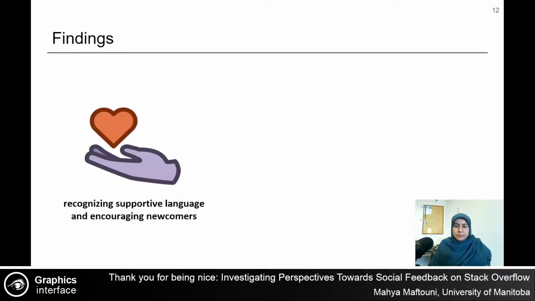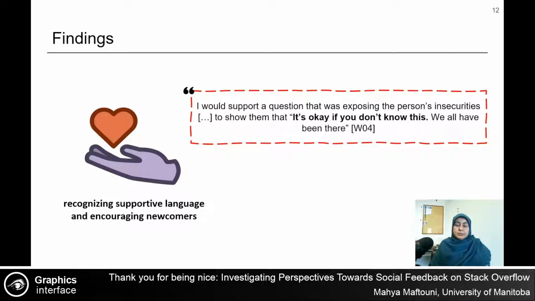So most of the examples and use cases described by our participants for the support button were focused on encouraging newcomers, either by supporting someone who is supportive of newcomers or by supporting posters who apologize for their questions and show lack of confidence. For example, one participant said, "I would support a question that was exposing the person's insecurities to show them that it's okay if you don't know this. We all have been there."